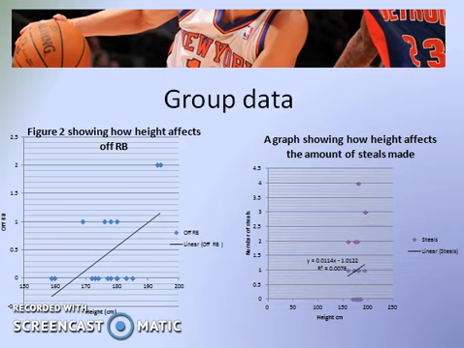The next graph shows how a player's height affects the amount of steals made. Once again, this is a positive correlation as the R value is a positive number. Once again, this means if you were a taller player in a game, you're more likely to steal the ball from your opponent and you have more of an advantage.